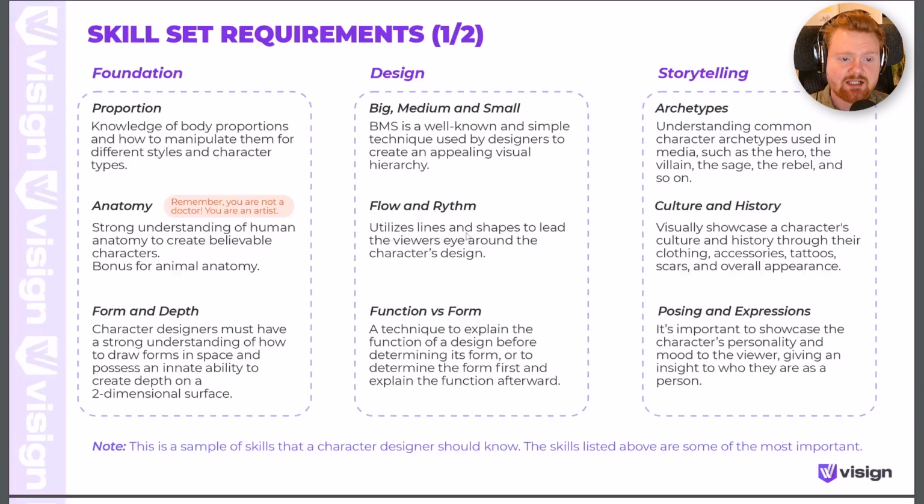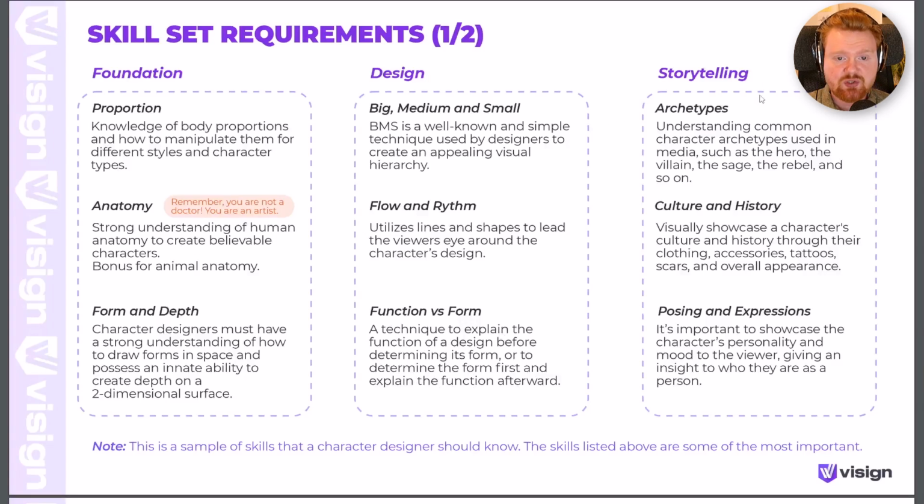Next is flow and rhythm. It utilizes lines and shapes to lead the viewer's eye around the character's design. You need to make sure that you have a sense of gesture and flow in your lines, and a sense of rhythm in the design, so that the viewer can easily move around the character's design. A way to exercise this is through gesture drawing as well. Function versus form. This is a technique to explain the function of a design before determining its form, or to determine the form first and explain the function afterward. This is also a well-known design theory.